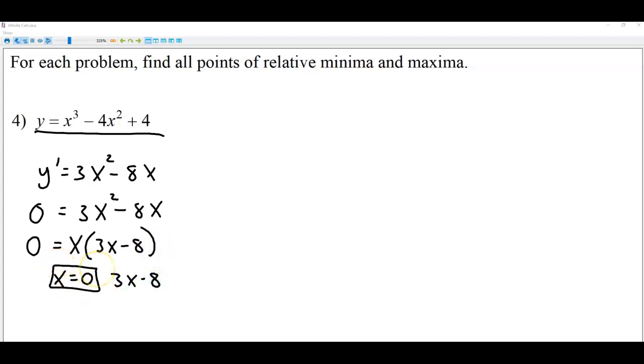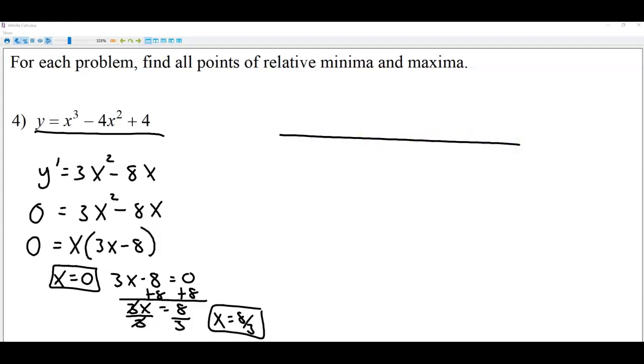This one's already solved. This one, we would have to add 8 and divide by 3. And so we get x equals 8/3. These are critical values, and they are possibly relative extrema. To see if they are relative extrema or not, we're going to do our number line test.